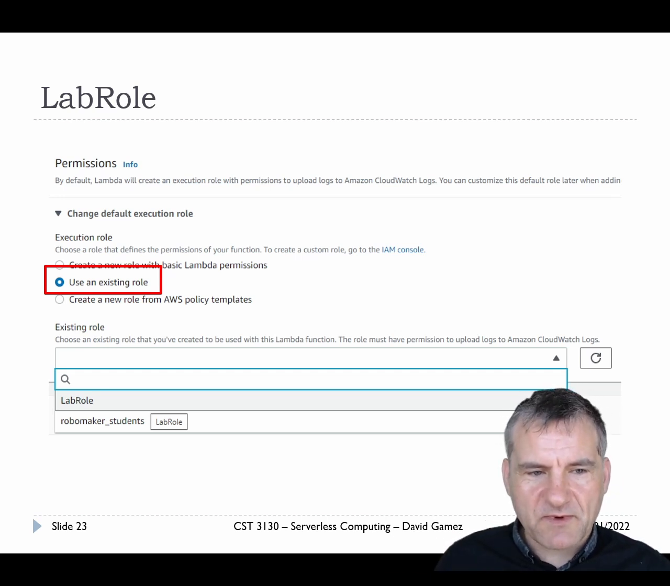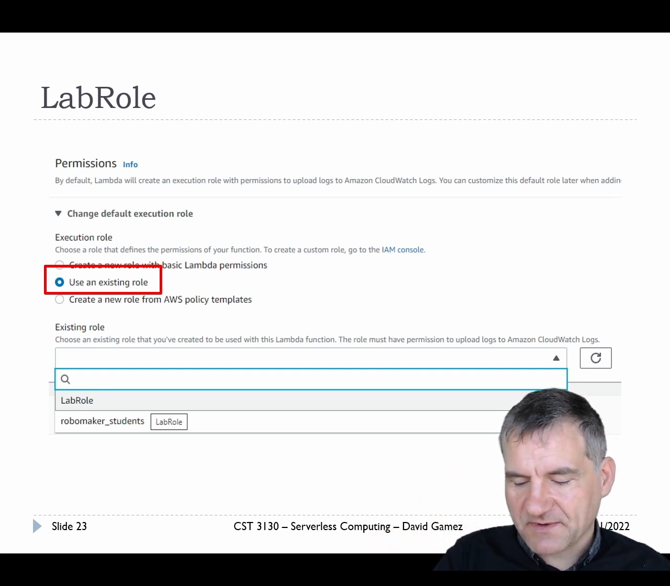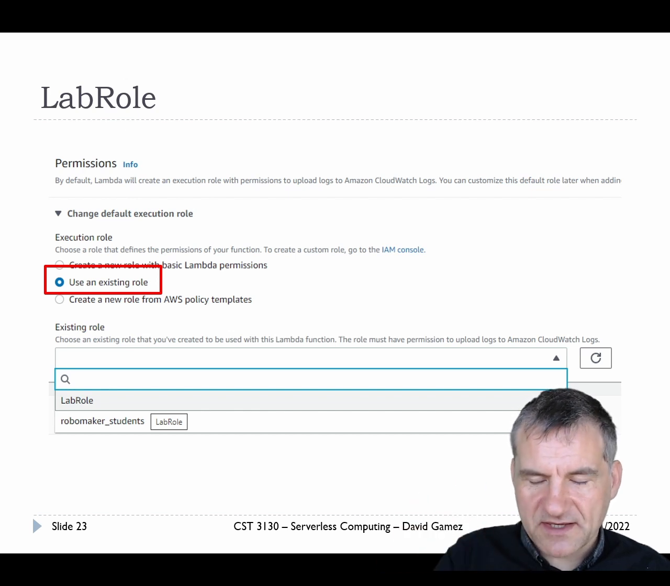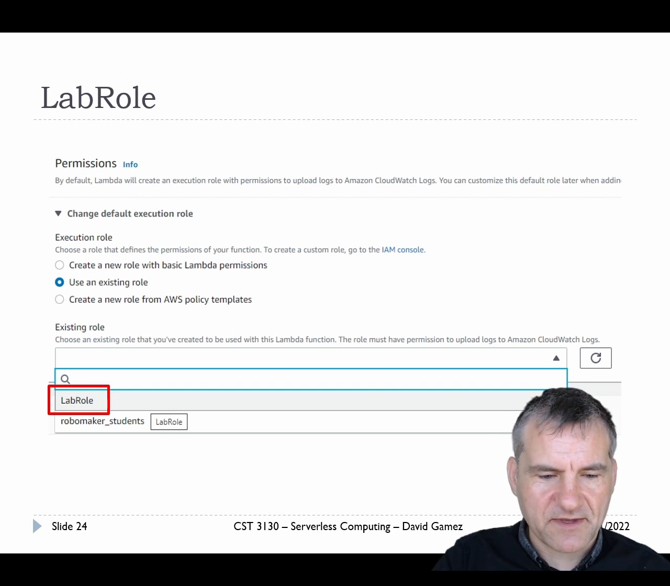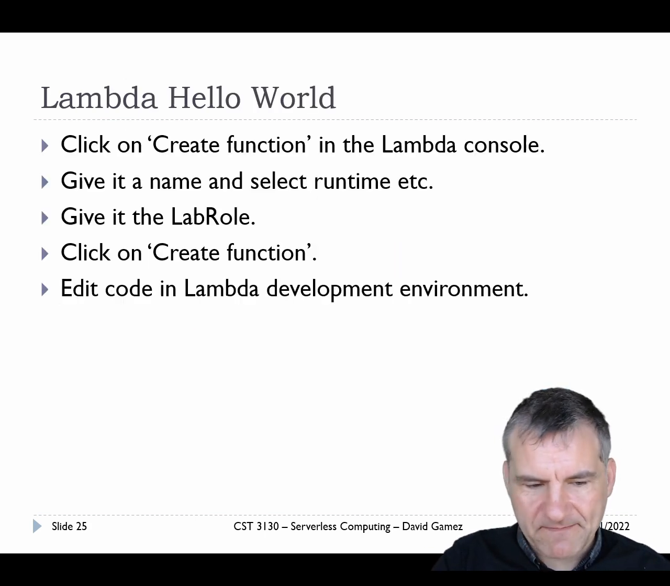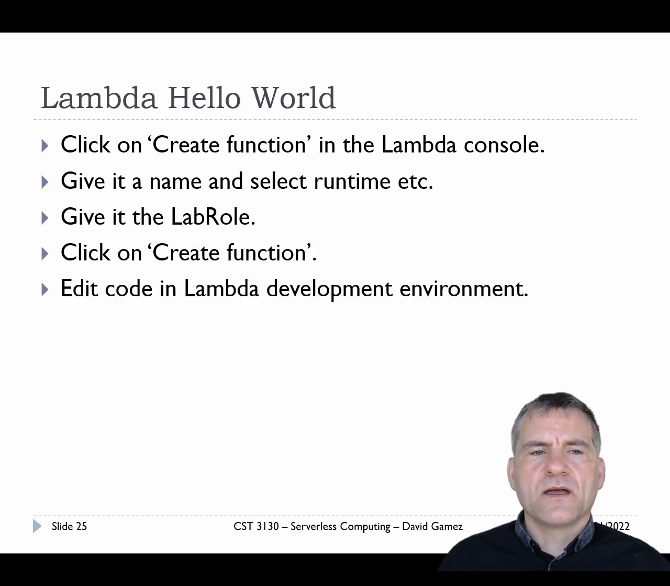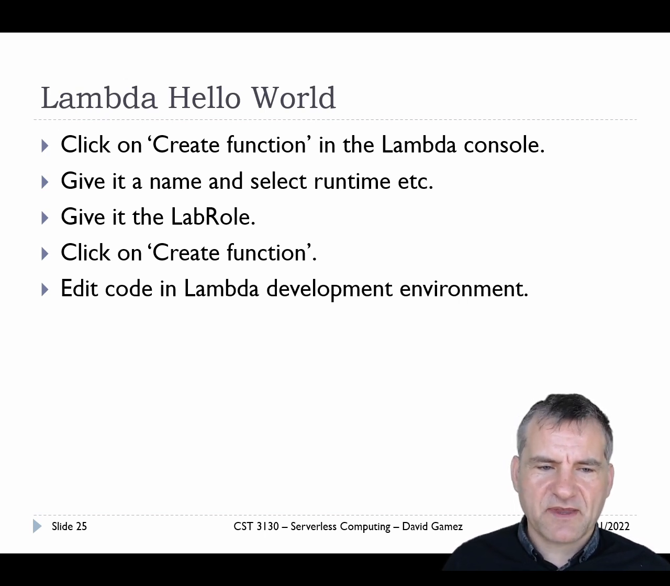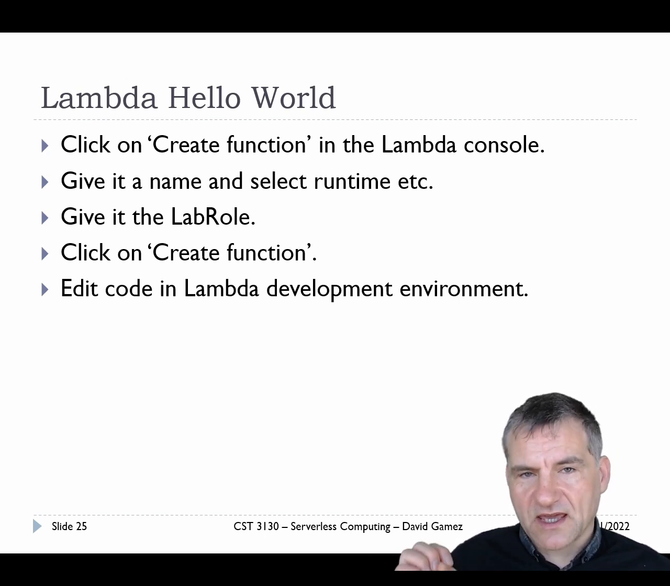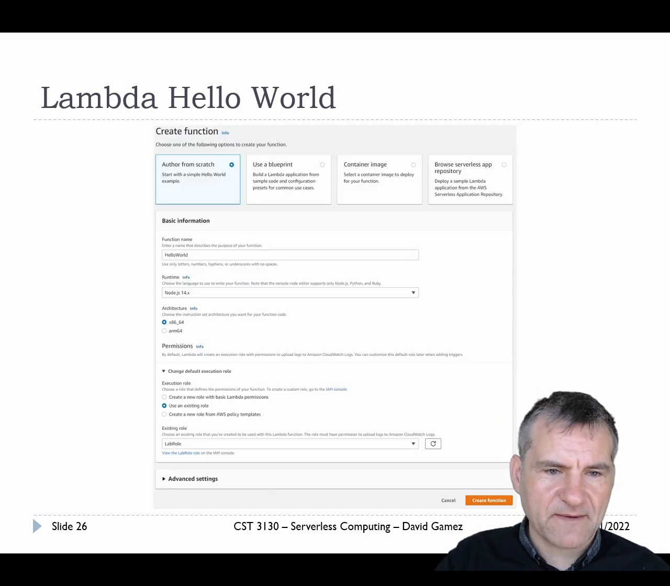Okay, so when we're creating the Lambda function, I'll come to this with a demo. We select use an existing role, and then we choose the lab role, and ignore the RoboMaker students. I have no idea what that does, yeah? The lab role is the one you want to use. So that's the permissions we need to give to our function. And then to create it, it's pretty easy, right? We go to the Lambda console, give it a name, select the runtime, give it the lab role, click on create function, and then we can edit the code, and off we go, yeah?